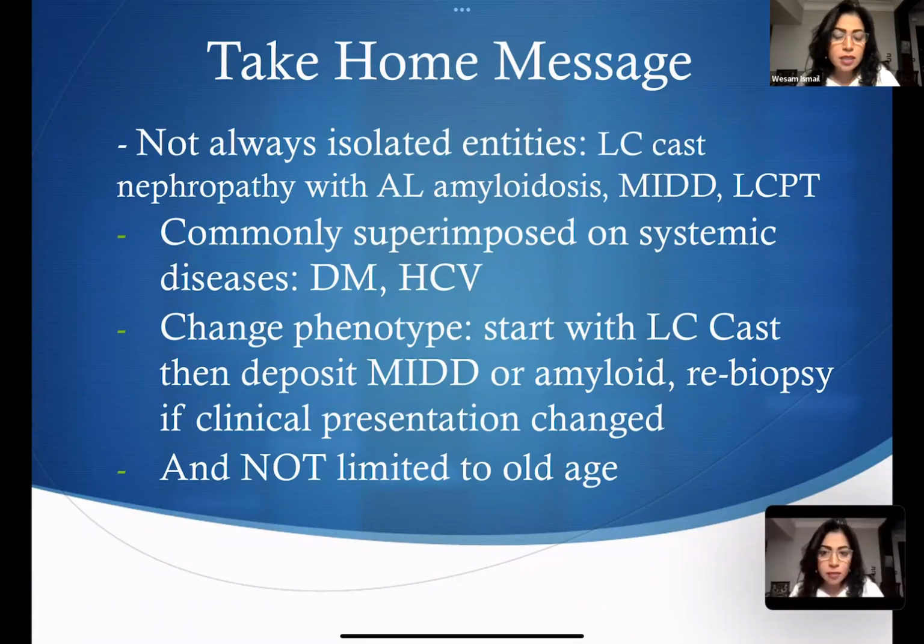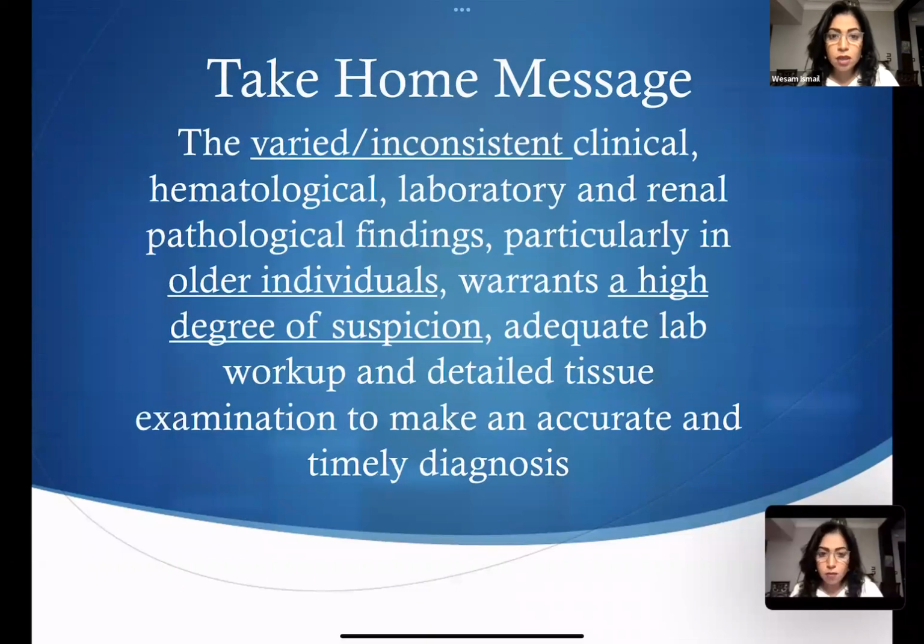Please remember this: light chain-caused nephropathy can come with AL amyloid, MIDD, LCPT. They can commonly be superimposed on systemic diseases like diabetes, HCV, and hypertension. They change the phenotype, so you can start with light chain-caused nephropathy, then deposit MIDD or amyloid. Rebiopsy, please, if the clinical presentation changed. Remember always that these entities are not limited to old age, at least in our population.